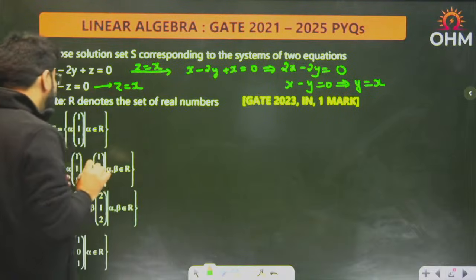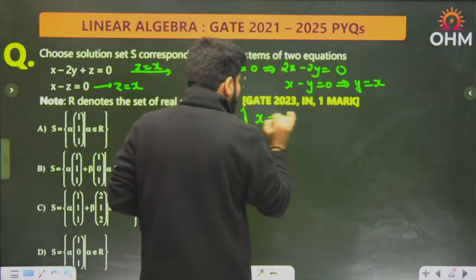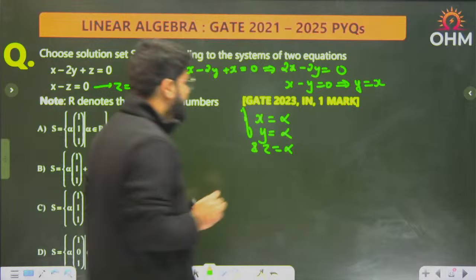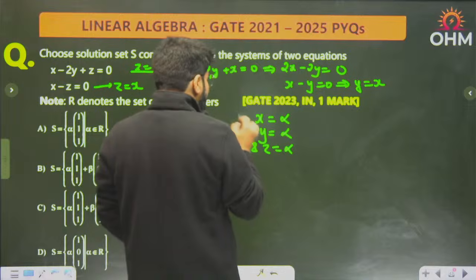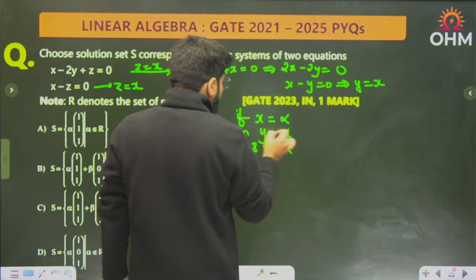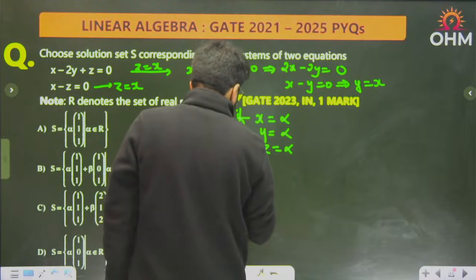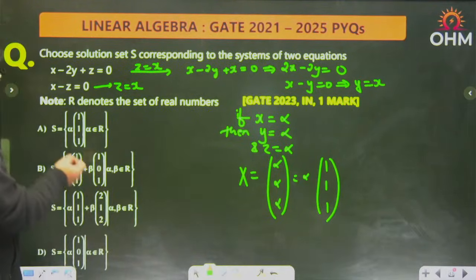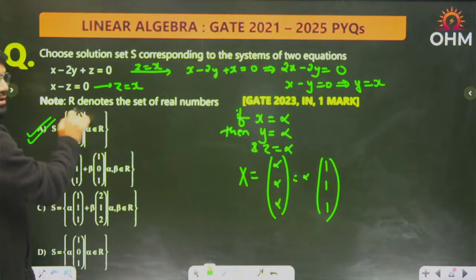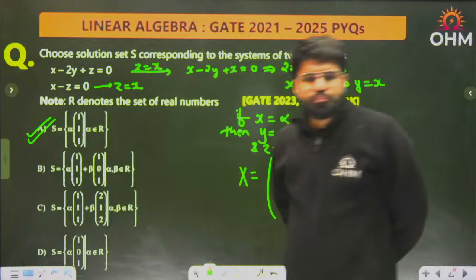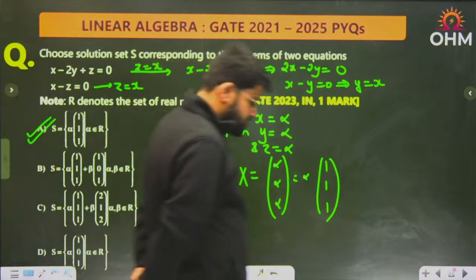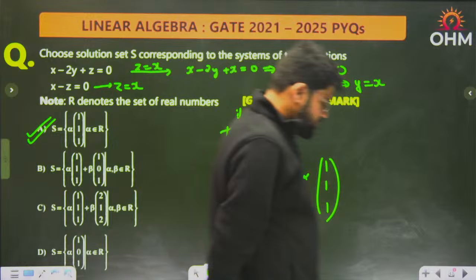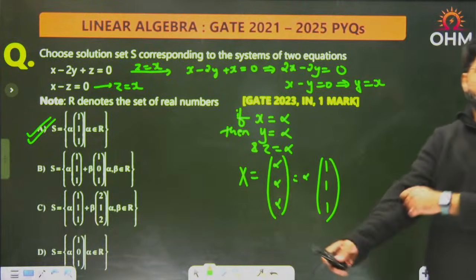If I choose x equal to some number alpha, y will also be x, that is alpha, and z will also be x, that is alpha. x can be anything, infinite possibilities, but y and z both will be alpha. So what is the solution vector? You can write it as alpha, alpha, alpha, or take alpha common and write it as 1, 1, 1. So the solution set contains vectors alpha times (1, 1, 1), where alpha can be any real value. Option A. Tell me if there is any doubt here. Otherwise, let's go to the next one.